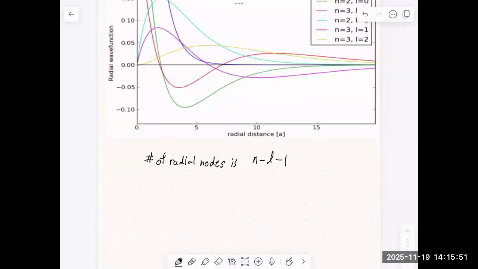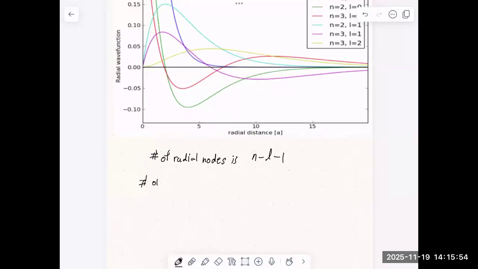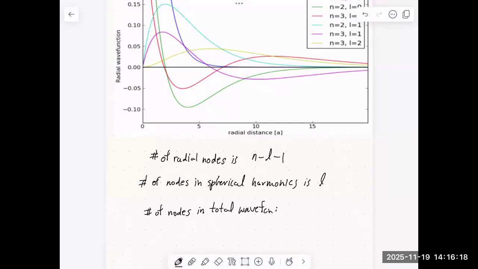So if we go back to this picture, the number of nodes in the spherical harmonics is L. So the number of nodes in the total wave function, which is given by R_nL of r, Y_Lm of theta phi, is n minus L minus 1 plus L, which is equal to n minus 1. So the nodal structure is determined only by n.